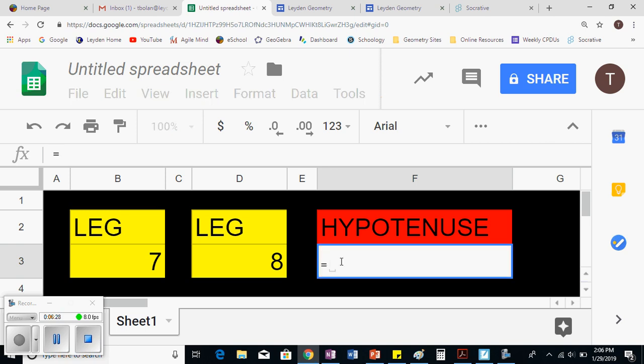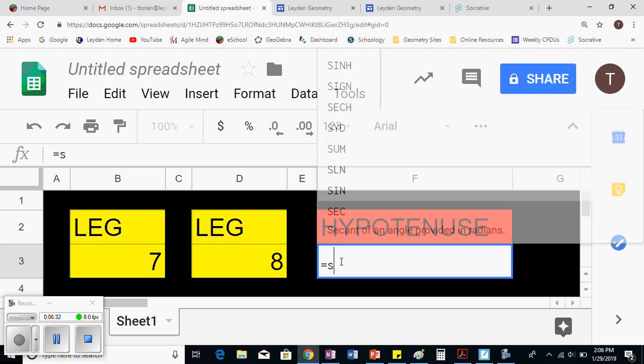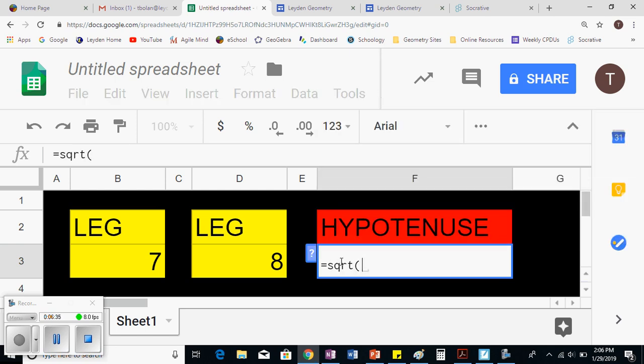Now I started with equals, that means the computer, you're going to make a calculation. And it's square root of, and I want the name of this box, whatever number it finds in this box. Don't put 7 here, you're going to put B3. So if someone changes the number in the box, it'll change the calculation. So I'm going to type B3, oops, B3 there.